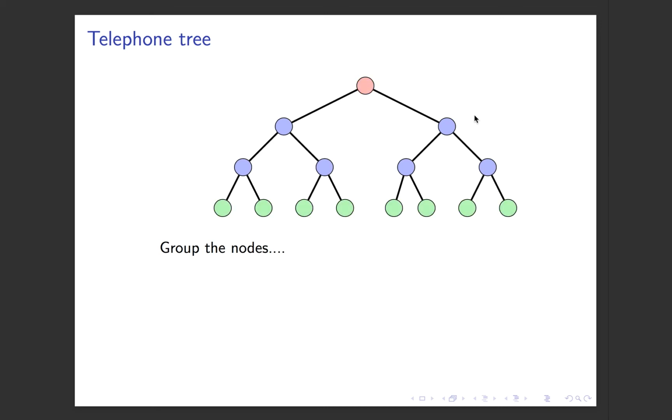So for example, we have one red node, which we might call the root of our tree. We have a collection of 6 blue nodes, which are in the middle. We might call these the branches of our tree. And then we have 8 green nodes, which are at the end of our tree. Reporting the degree centralities of each one of these types of nodes would be a nice concise way of reporting the degree centrality for the telephone tree.